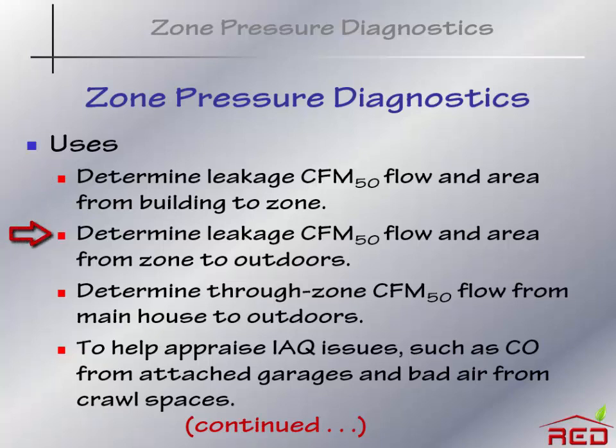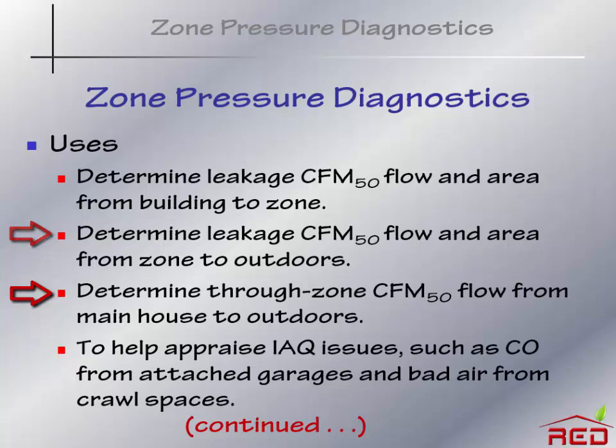Secondly, we can determine the leakage in terms of CFM50 flow and square inches of area from the zone to the outdoors. Again, if you imagine an attic as the zone, we can determine the leakage from the attic to the outdoors. This can be very helpful in determining the square inches of venting from the attic to the outdoors. Very often, this is something that is important for weatherization programs, and we can determine the square inches of that venting with zone pressure diagnostics.